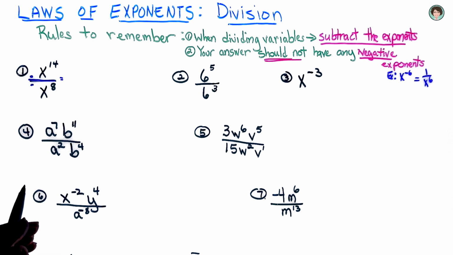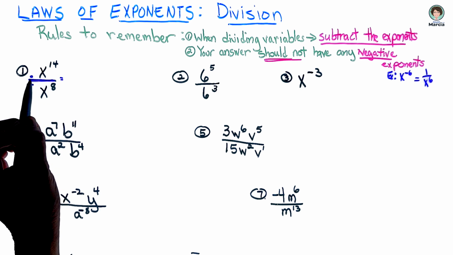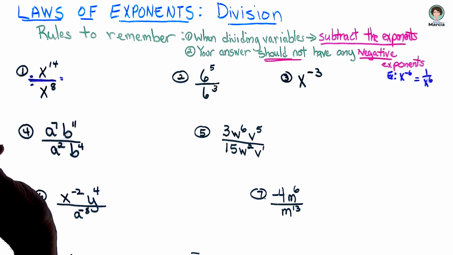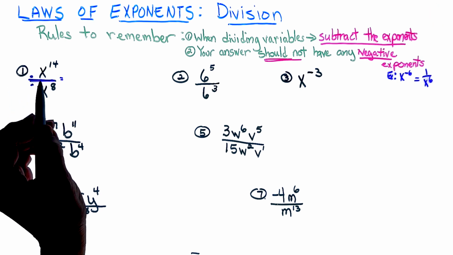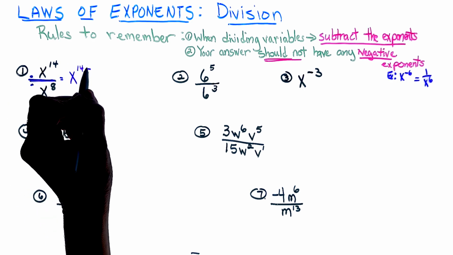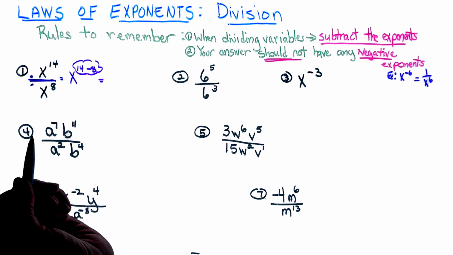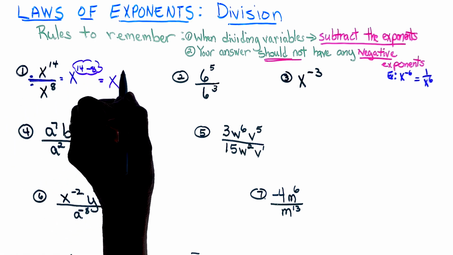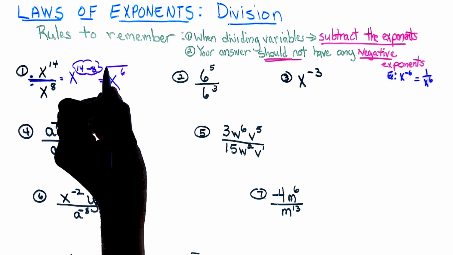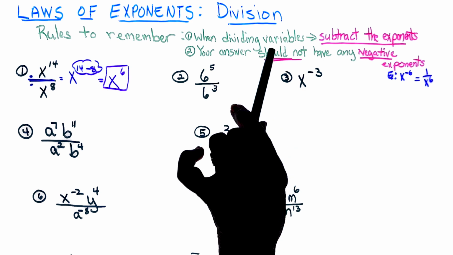Here we have x to the 14th, and this fraction bar, notice I drew a division symbol because that means divided by x to the 8th. So I'm just going to write x to the 14 minus 8. Remember, this can be your mental math, but right now we're writing it. It's going to be x to the 6th power. And there's your answer.